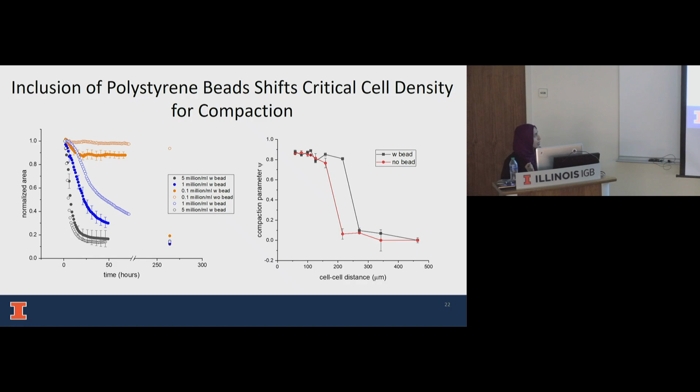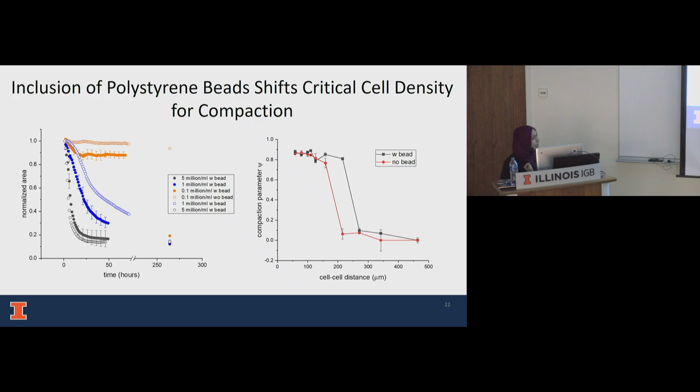However, the cell density remains the same; the only difference is with and without the bead. And the samples that had these polystyrene beads showed a higher compaction rate. What was more interesting was that after adding the bead, the phase transition point actually shifts to the right. The value, which was about 200 microns before, is now approximately 260 microns.